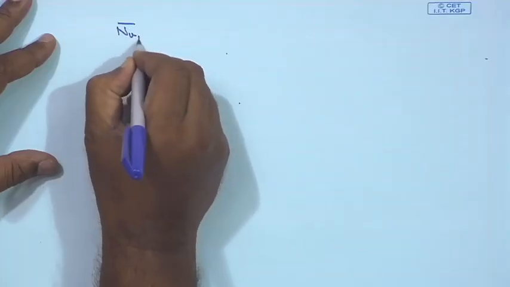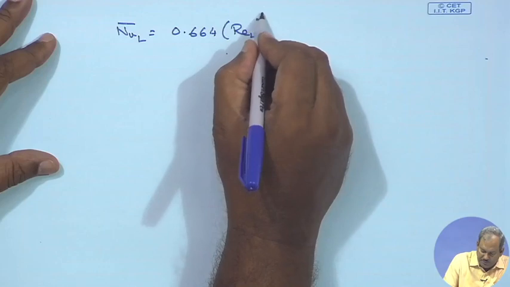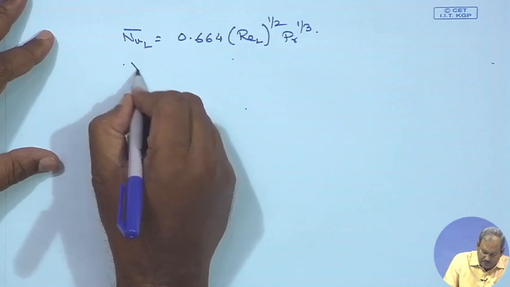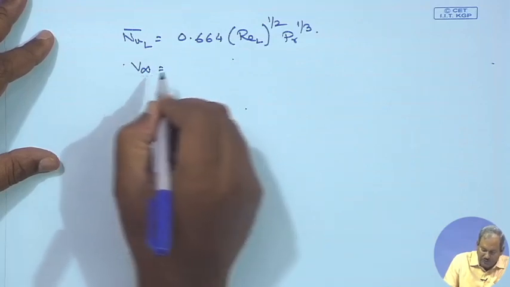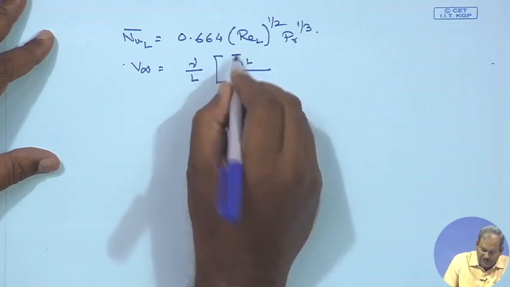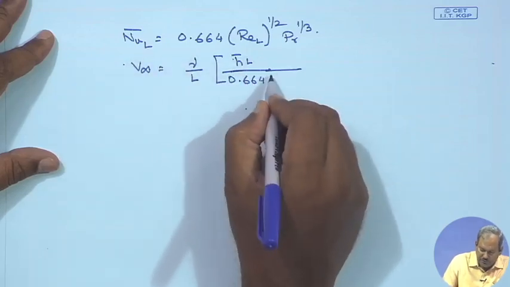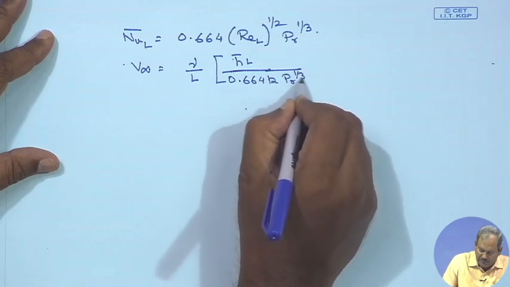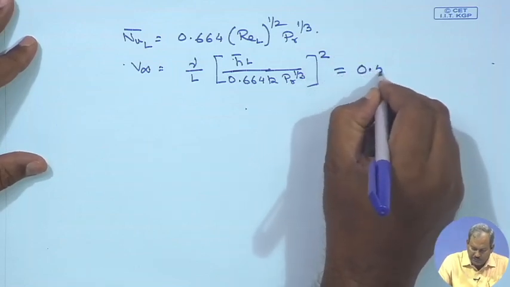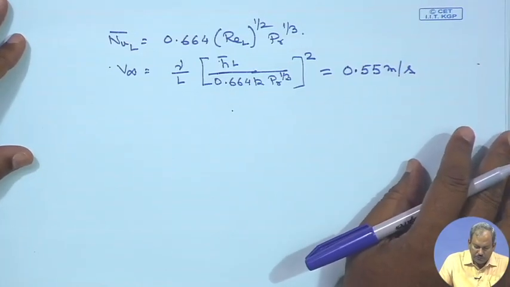The Nusselt number average value based on the length is 0.664 Re_L to the power half times Prandtl to the power 1/3. This contains the velocity. So, the velocity of air flowing over the surface would be nu by L times (H bar L by 0.664 K times Prandtl to the power 1/3) whole squared, where this would turn out to be 0.55 meter per second.